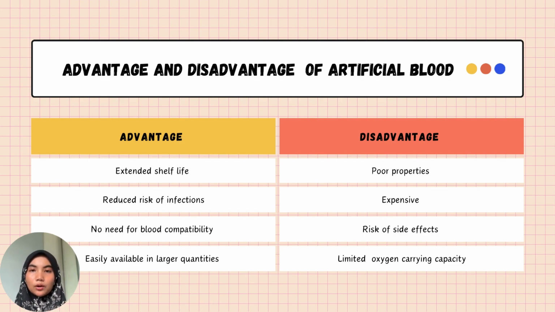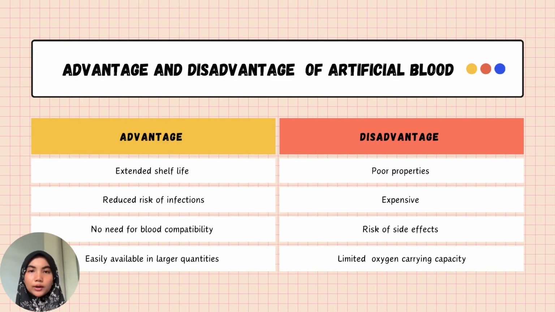Then, the disadvantages of artificial blood. First is poor properties, second is expense, third is risk of side effects, and the last one is limited oxygen carrying capacity. For poor properties, artificial blood has not fully represented all human blood functions. Human blood is a complex mixture of cells, sugar, and protein that delivers a range of functions including carrying oxygen and carbon dioxide, coagulation, and immune defense.